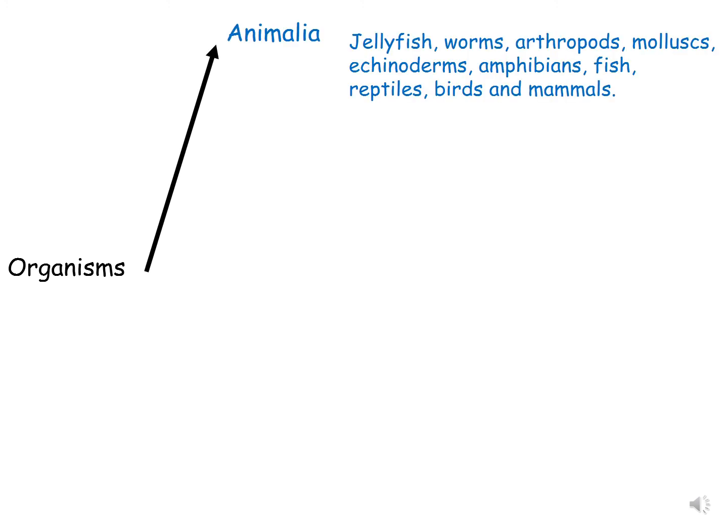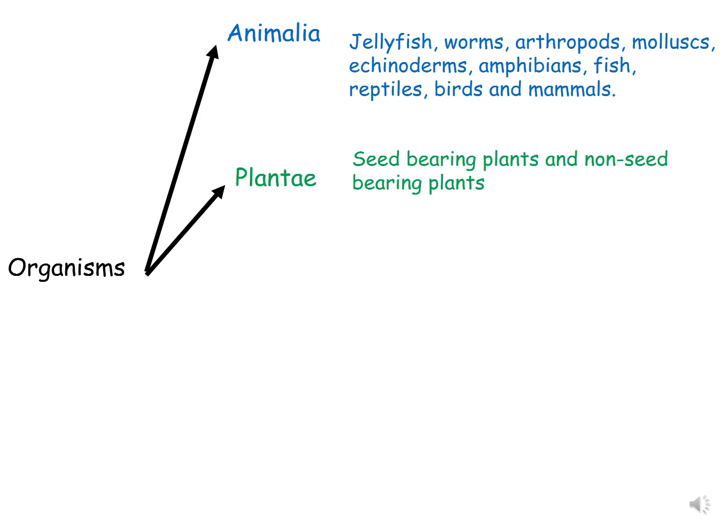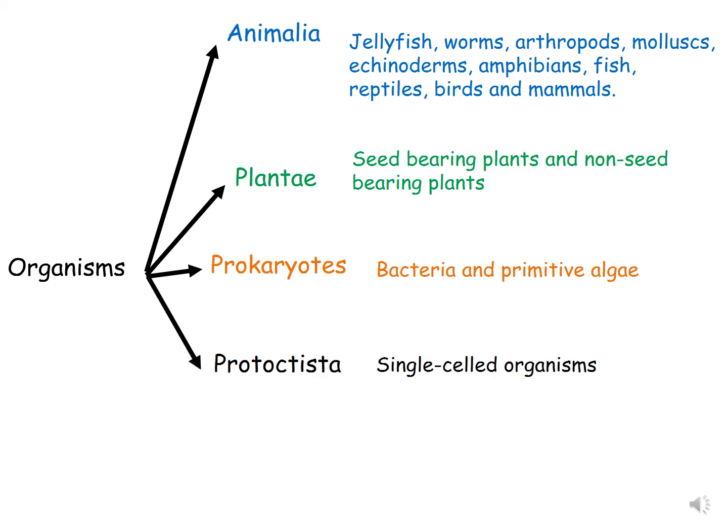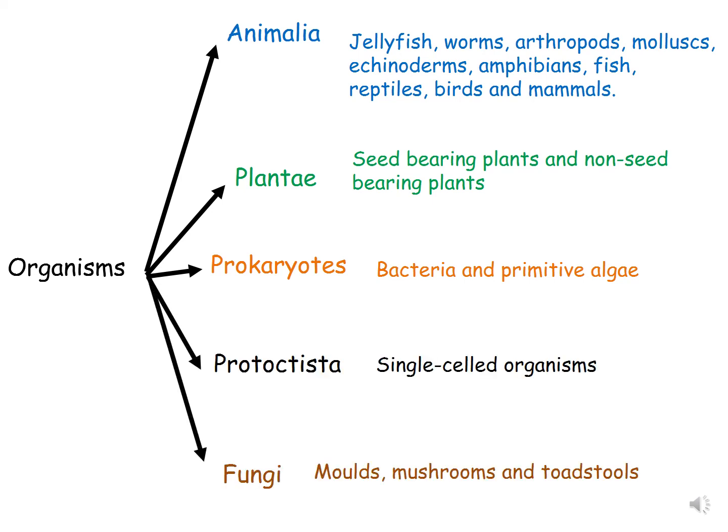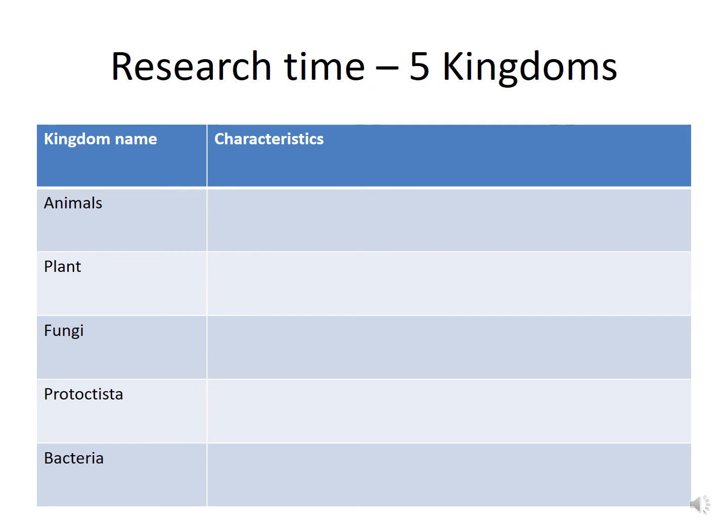Here are the main groupings of the 5 kingdoms. Now over to you. You're going to do some research. The kingdoms are listed on the left, and the characteristics I'd like you to fill in on the right. You can use the information sheets dotted around the room to help. Pause the video at this point so that you can go around and do your research.